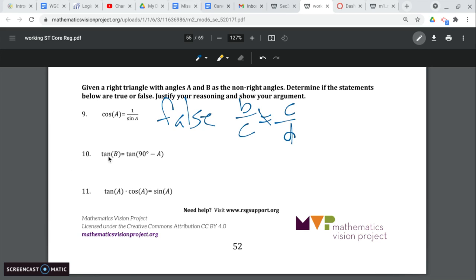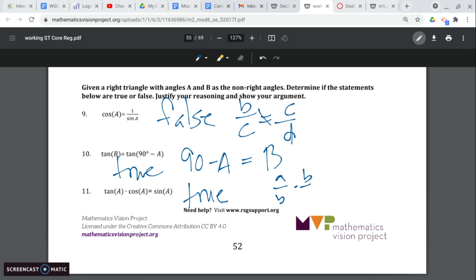Then for tangent, tan B equals tangent of 90 degrees minus A. So what this means is if we take 90 degrees and we subtract the angle A from it, will we get the angle B? Yes, that's true. All right, for 11, tangent A times cosine A equals sine A. This is true. So taking A over B times B over C will give us A over C because the B's cancel out.